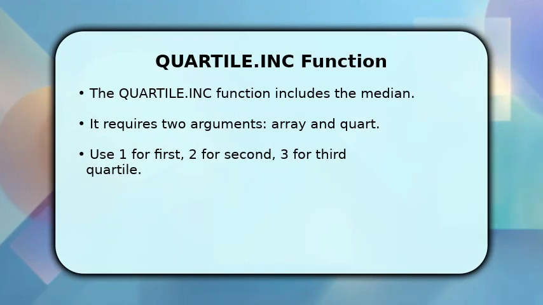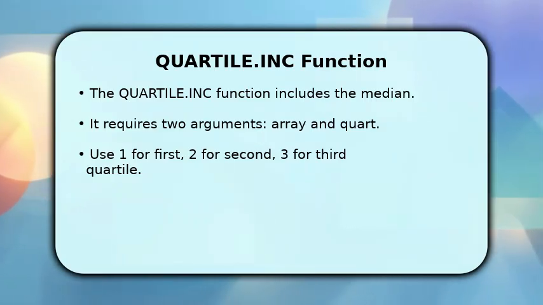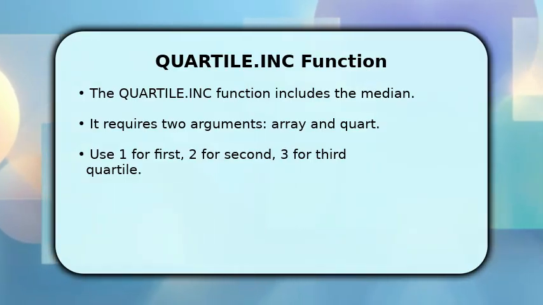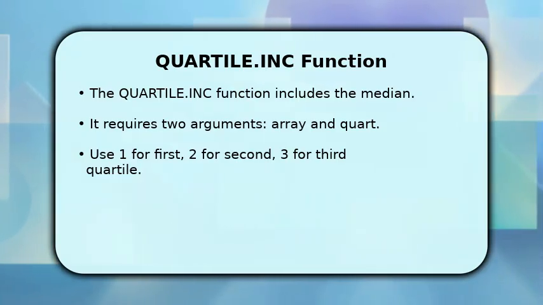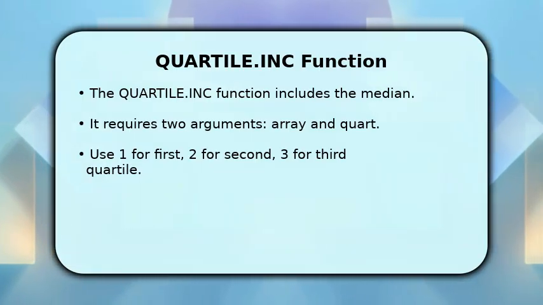To use the quartile.inc function, select an empty cell where you want the result. Type equals quartile.inc, then open parenthesis. The first argument is your data range or array. The second argument, quart, specifies which quartile you need. 1 for the first quartile, 2 for the median or second quartile, and 3 for the third quartile. Close the parenthesis and press Enter to see your result.